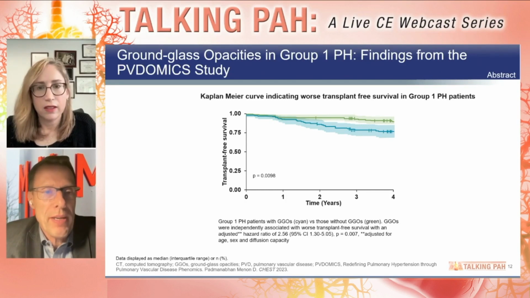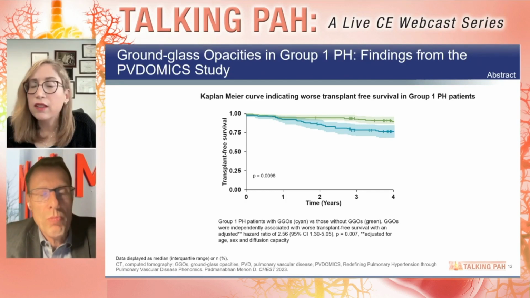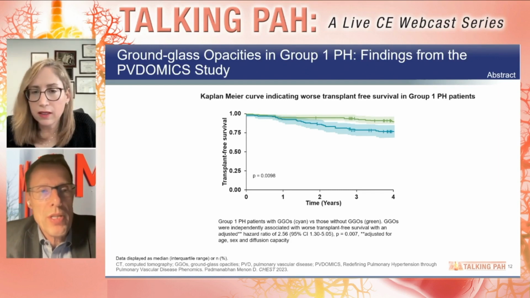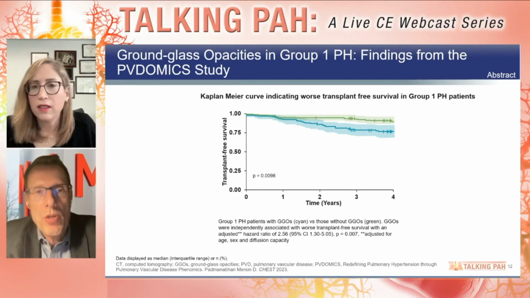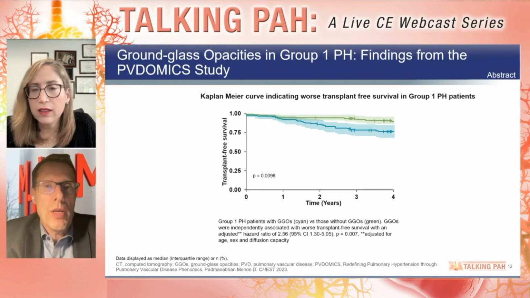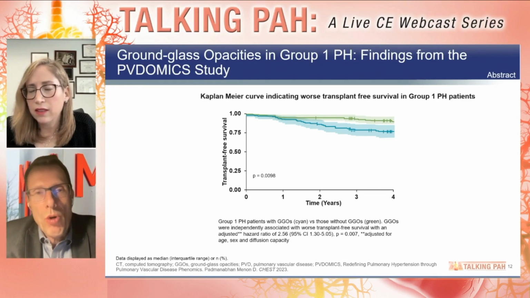You said it's the first paper. In fact, a couple of weeks ago, a Japanese group published in Radiology a very large paper also looking at these findings, especially the ground glass opacities, but also some other vascular findings. And very similar to what they found here in this PVDOMICS study was that it affects obviously mostly those patients with mutations. So BMPR2 mutations, other mutations seem to be commonly associated with these radiological findings. So phenotyping is becoming more and more complex, and certainly these chest CT findings play an important role.